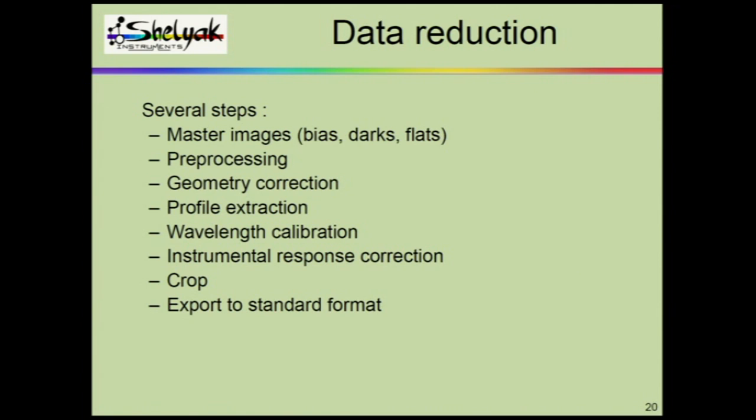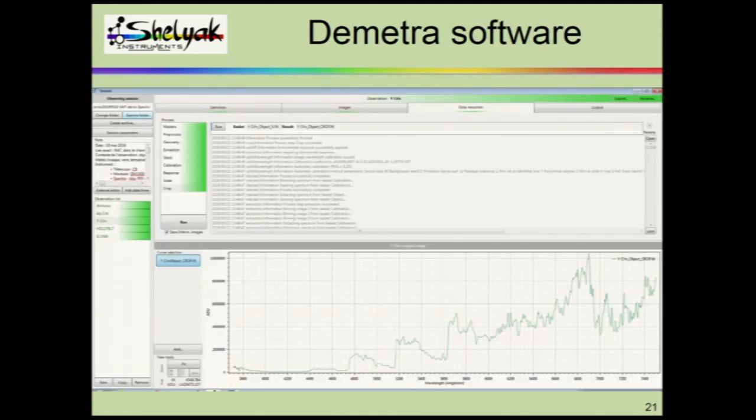And the data reduction itself is made of several steps, and this is why it can be quite complex, because you have different steps to go through. But again, in the Demetra software, we have a data reduction tab here, and we have all the steps here, and they are even more detailed. And the idea is that you can do the data reduction in one click here. It will do all the reduction in a few seconds.